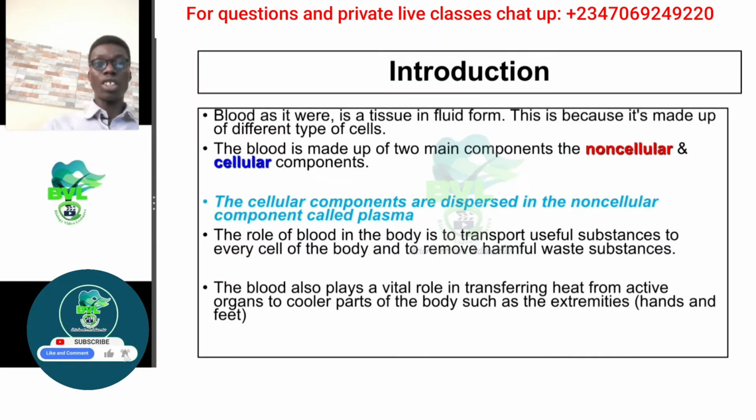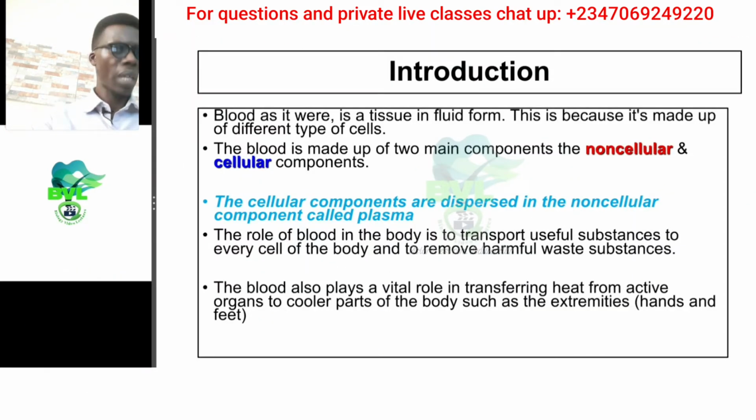So blood is a tissue in fluid form. Yes, why would I say that? Because blood contains white blood cells, red blood cells, platelets. And the definition of a tissue is two or more cells working together to perform a function. So these are different types of cells.